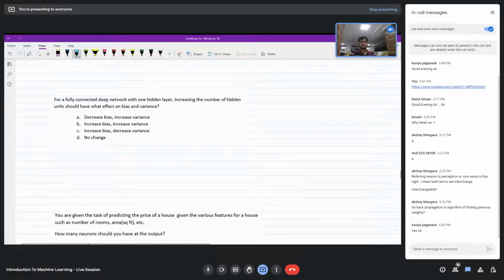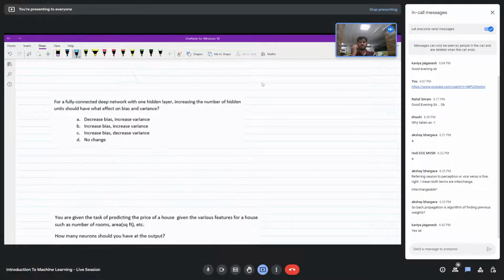Now, this question asks about a fully connected deep network with only one hidden layer. So you have this, one hidden layer over here, and some output. Increasing the number of hidden units means you are increasing the number of neurons or perceptrons. What would it lead to?